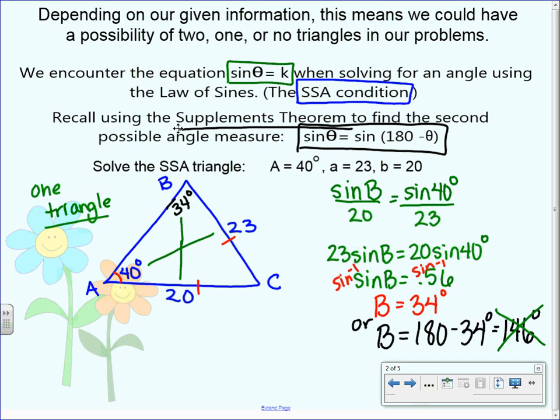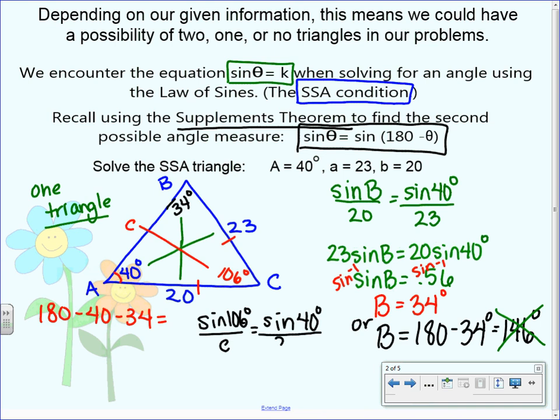Next thing I'm going to do is 180, take away the two angles I know, which is going to give me 106 degrees. And then finally I have to solve for side C, which is opposite angle C, which is going to be one more law of sines. So that will be sine 106 over side C equals sine, I'm going to use my given information, 40 over 23. And then from there you can cross multiply. You're going to end up doing 23 sine 106 and then dividing it by sine 40. I'll just round to the nearest tenth for the side length here. It looks like 34.4.